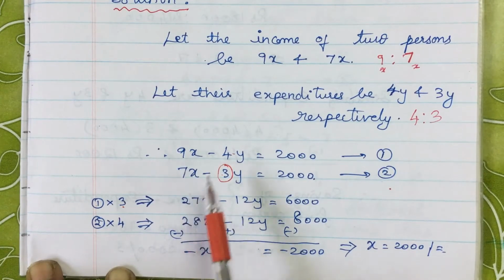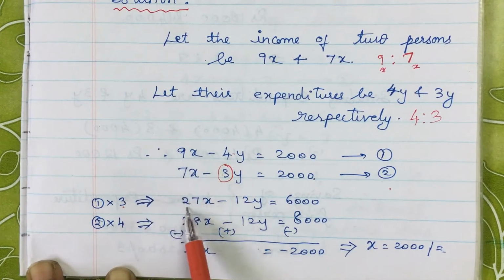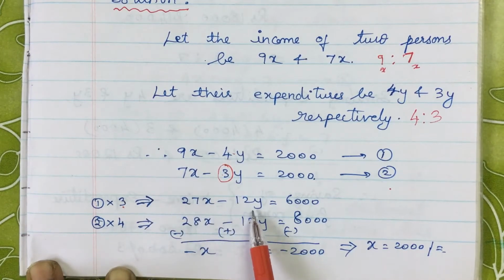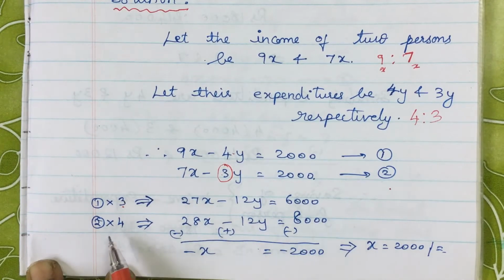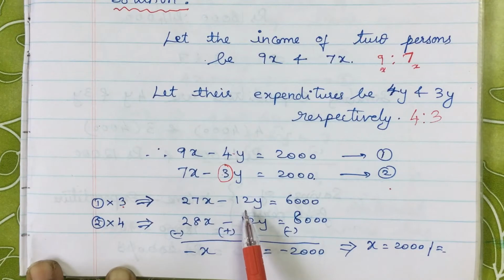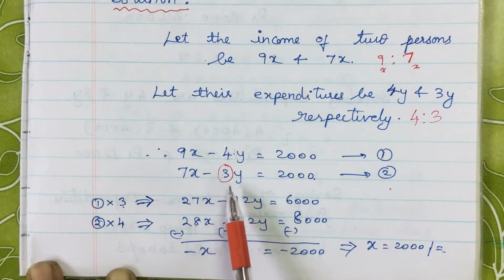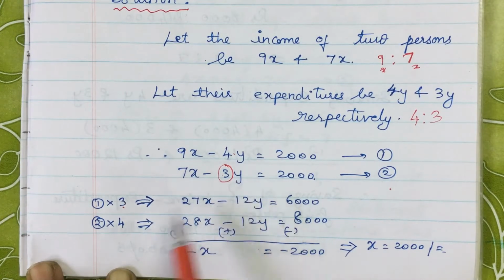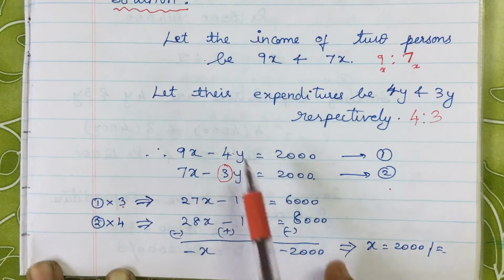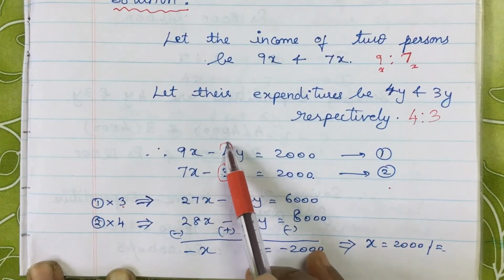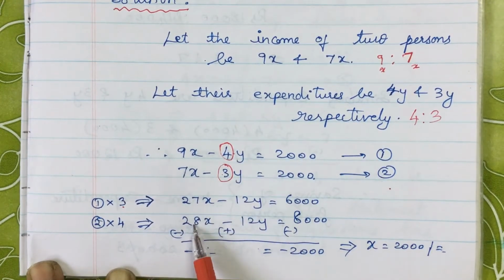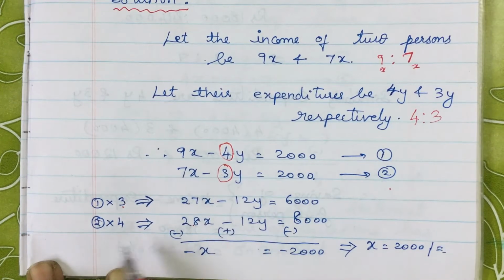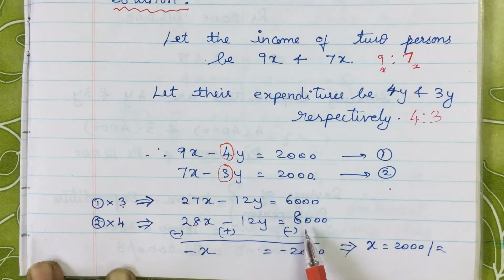So 9 into 3 is 27, -4 into 3 is -12, 2000 into 3 is 6000, right? And then what you have to do for the second equation: in the first equation the coefficient of y becomes -12. In the second equation also you have to make the coefficient -12 so that the y variable entirely gets cancelled. So I am multiplying equation 2 by 4. 7 into 4 will get you 28, -3 into 4 is -12, 4 into 2000 is 8000.